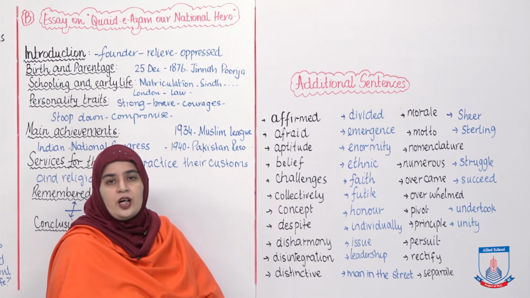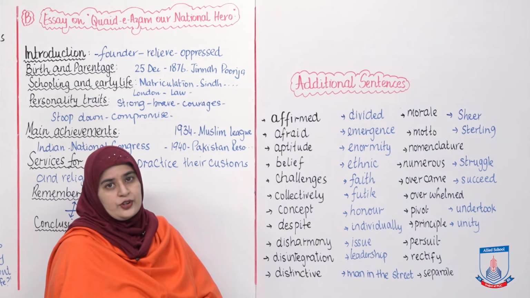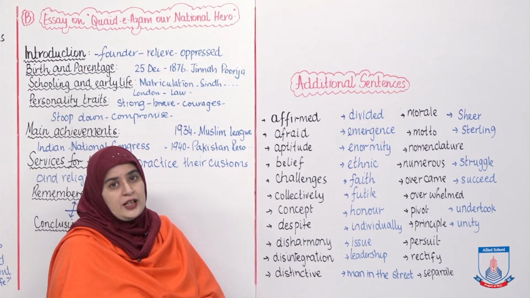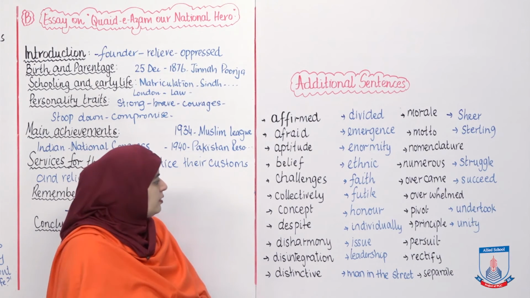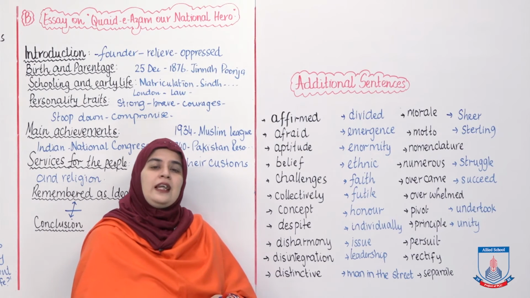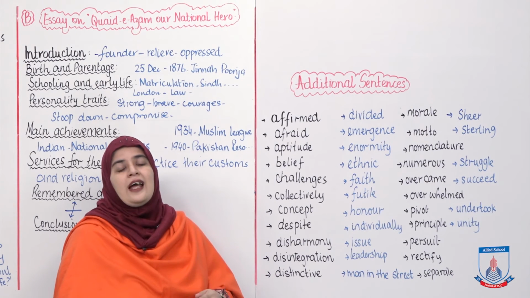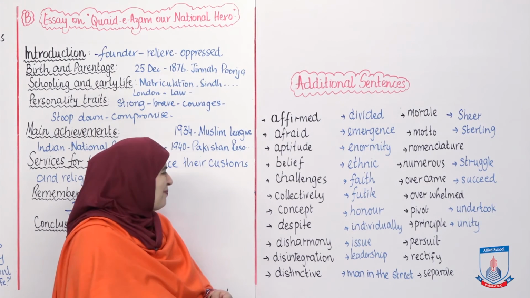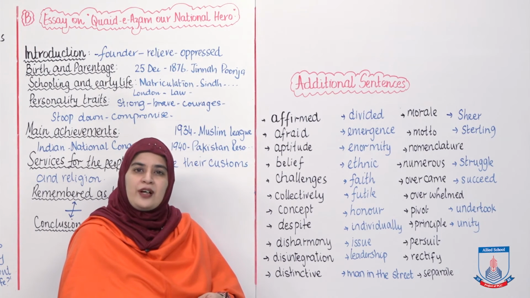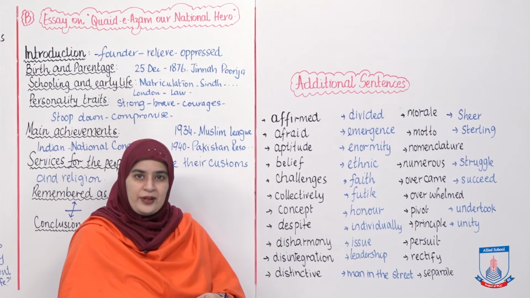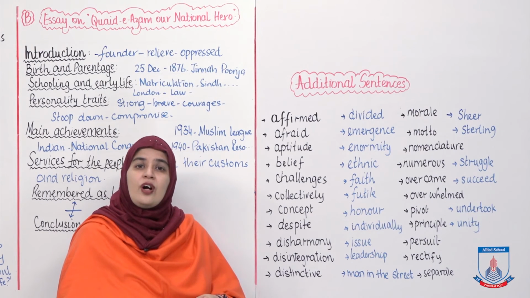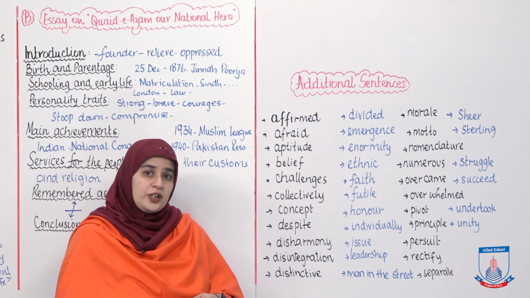Challenges: we must not be scared of facing challenges. If we want to succeed, we must face all the challenges with a brave heart. Collectively: the student body decided to go collectively to the principal and ask for a prep leave. Concept: this concept of algebra is very difficult to comprehend. ठीक है? The concept behind the emergence or the making of Pakistan is the two-nation theory.